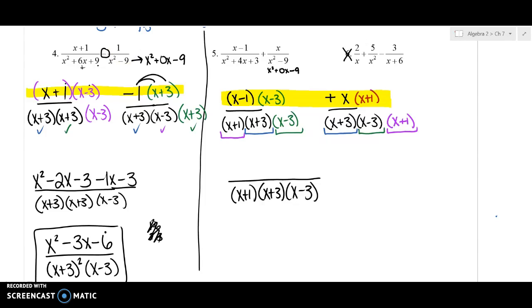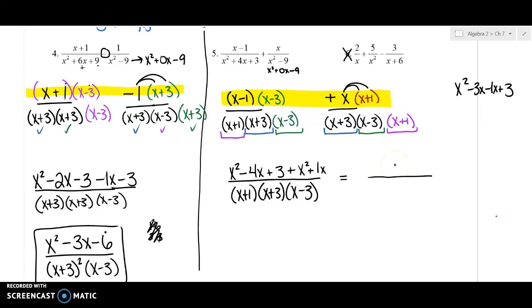You can do that full out and do x squared minus 3x minus 1x plus 3. Or you can use the factoring trick. x squared minus 4x plus 3. In the second fraction, we have to do positive x times x plus 1, so that would give us x squared plus 1x. What do you think we now need to do in the numerator?